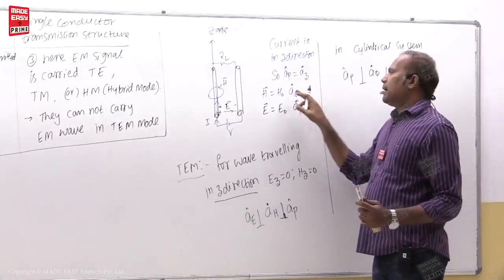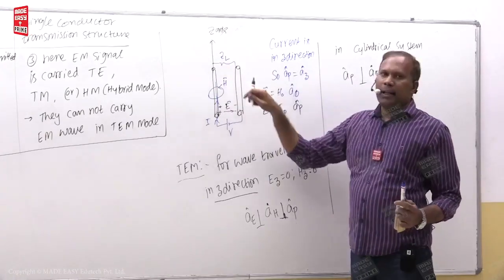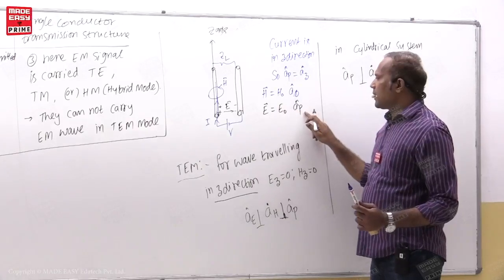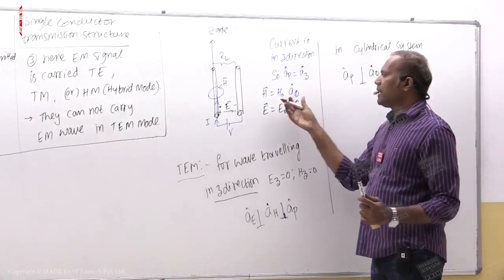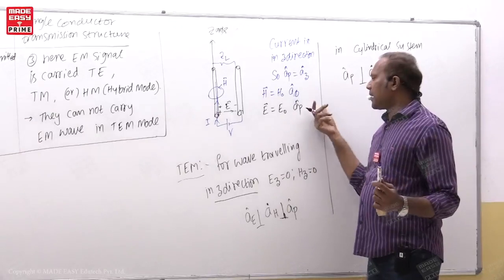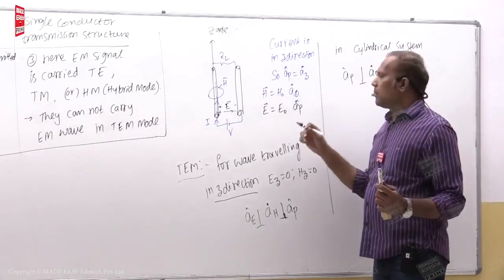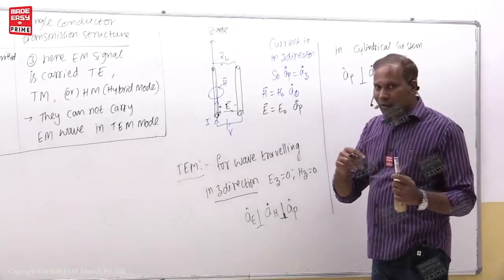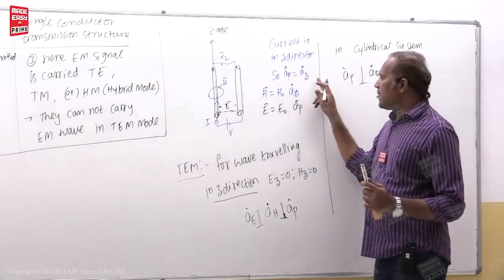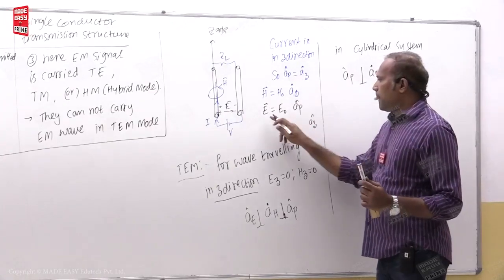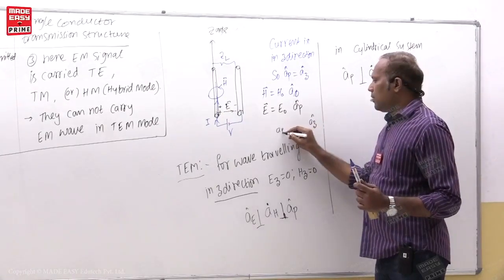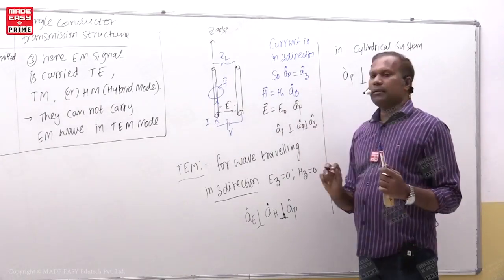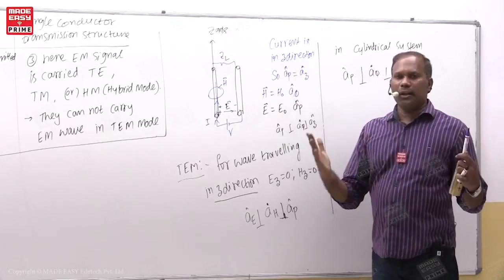Now you tell me, power flow direction is Z direction, but magnetic field is in pi direction, electric field is in rho direction. That means magnetic field Z component is 0 and electric field Z component is 0. Electric field and magnetic field do not have Z components, and also power flow direction is AZ, electric field direction is A rho and magnetic field direction is A pi. They are mutually perpendicular. So conclusion.